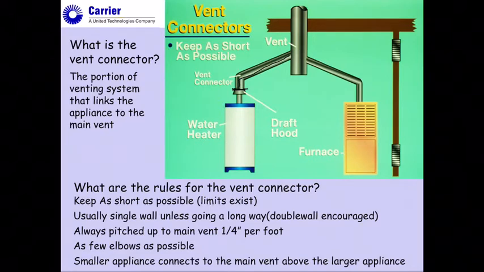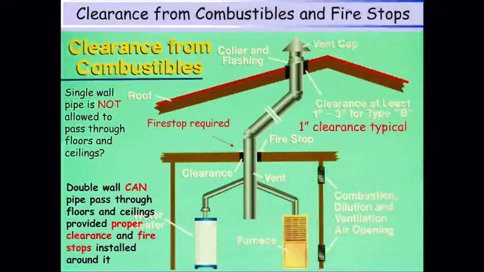Small appliances also connect directly to the main vent above the larger appliance. This picture might be a little hard to see, but the smaller BTU appliance is supposed to be directly above and not directly across from the other, so you don't have one spilling into the other appliance. So there are some rules for that, and good design would follow these.